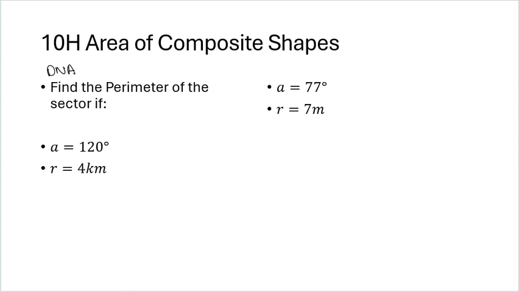Find the perimeter of the sector if A equals 120 degrees, R equals 4 kilometers. So we're just going to be applying our formula. In this case, it'll be P equals A over 360 times 2 pi R plus 2R. Substitute the numbers in. Type this exactly in your calculator.